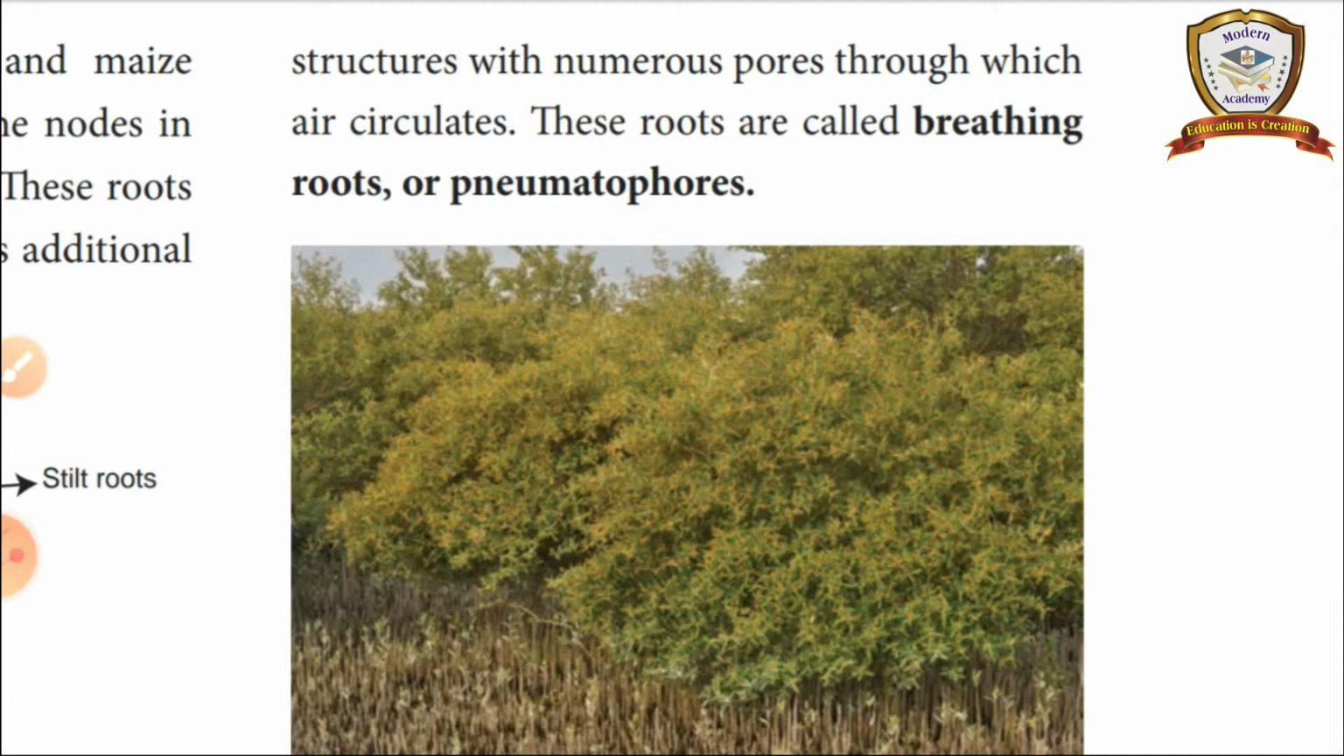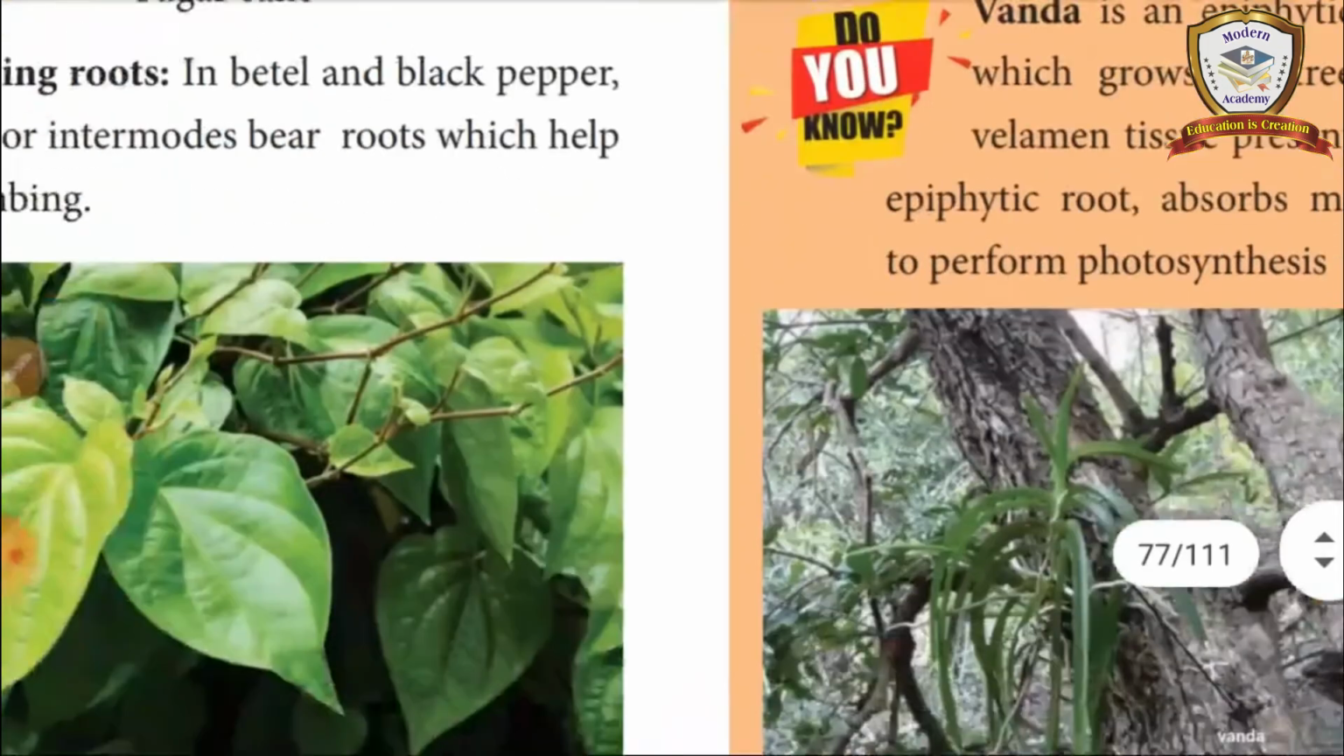So this is known as the peg-like structure. So these roots are called breathing roots. Why? They are used for breathing purposes. Breathing means the transpiration process, which means exchange of gases: releasing oxygen and taking in carbon dioxide, with the help of these roots.